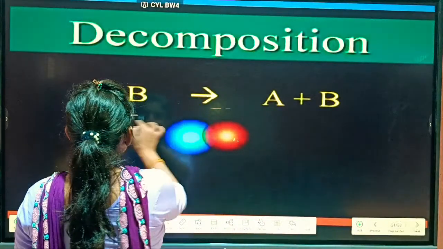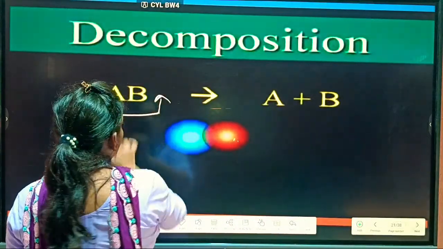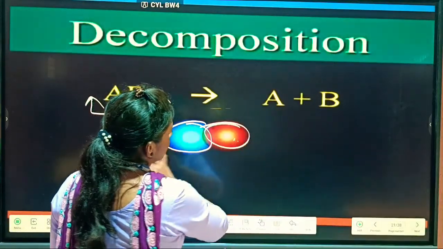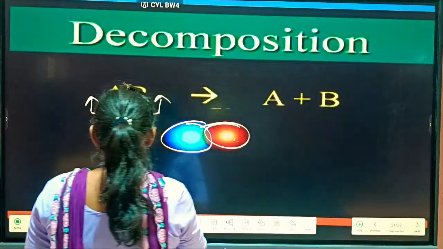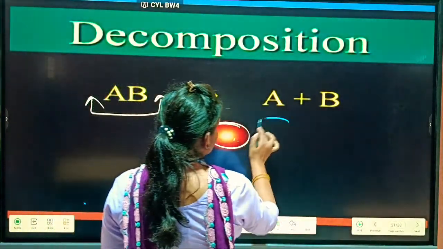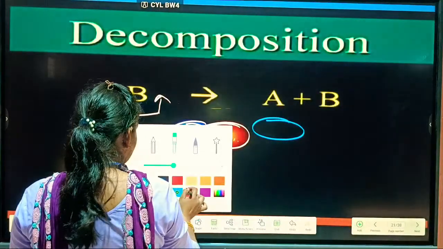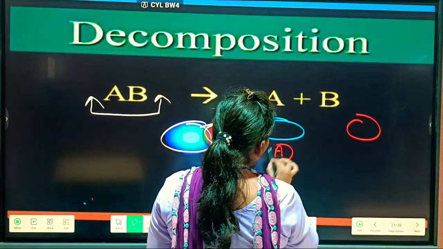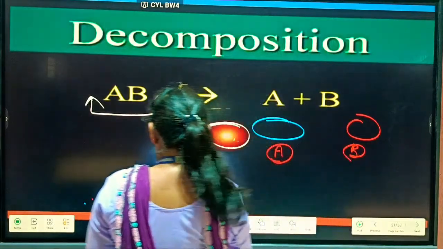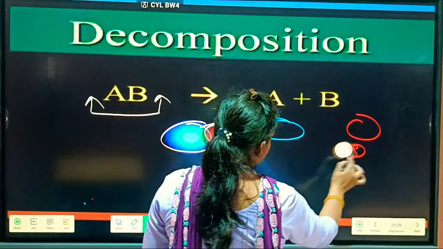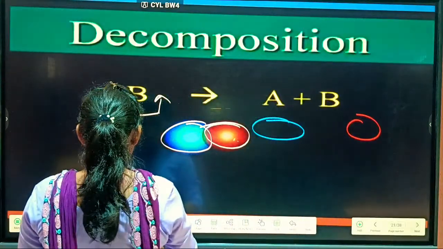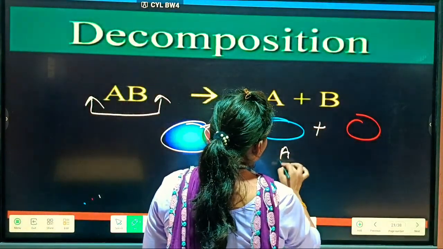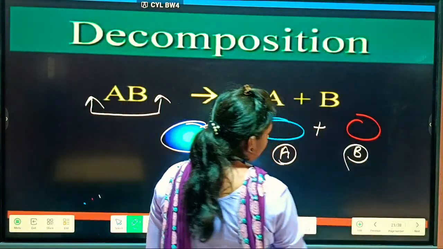Here you can see, you are having AB, and this AB is decomposing into A and B. I hope it is clear.